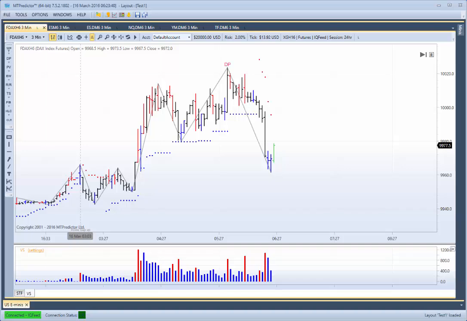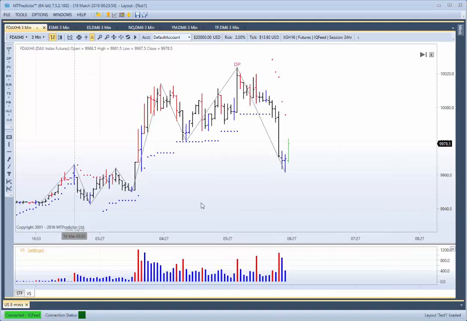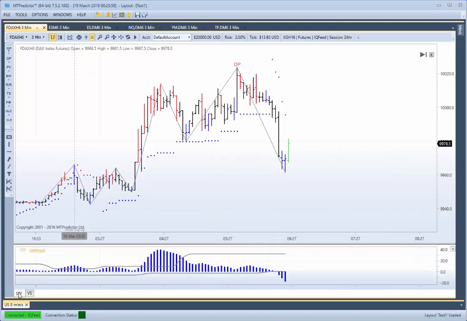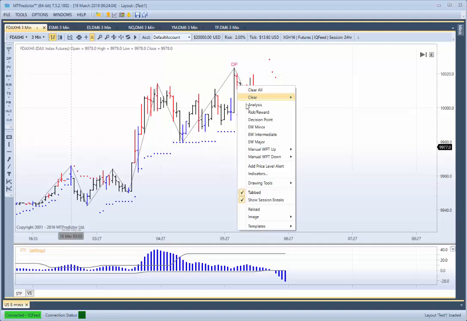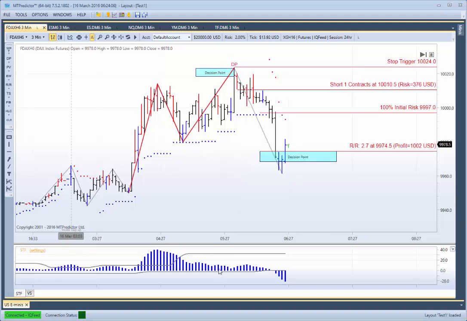In this video I'd like to look at a beautiful VS setup, or volume spike setup, that's just unfolded on a 3-minute chart of the DAX this morning, which is the 16th of March. It's this setup at the top here. You can see we actually have an automatic MTPredictor DP cell, which shows that there's divergence on our STF oscillator as well. So it was an MTPredictor trade setup, although against a blue STF.